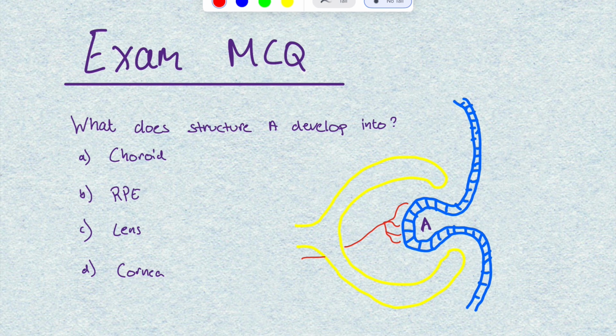So what do we have? This is the optic stalk. This is the optic cup. So we have surface ectoderm here, which is invaginating and pinching off to form what? The lens vesicle. So therefore, it's going to develop into the lens. If that wasn't easy enough, they also give the hyaloid vasculature here, which we know supplies the lens. So therefore, the answer is C, the lens.